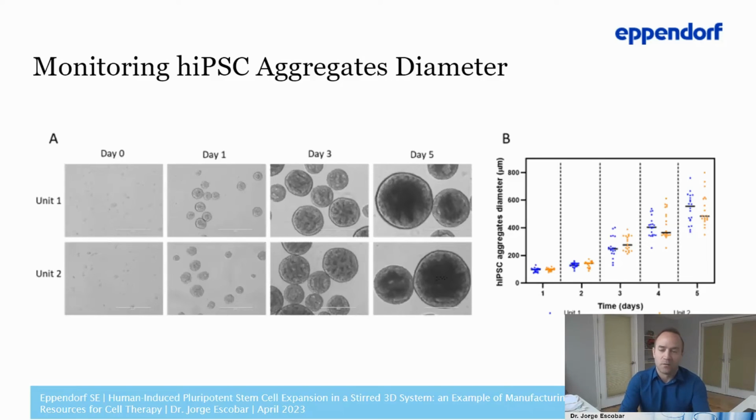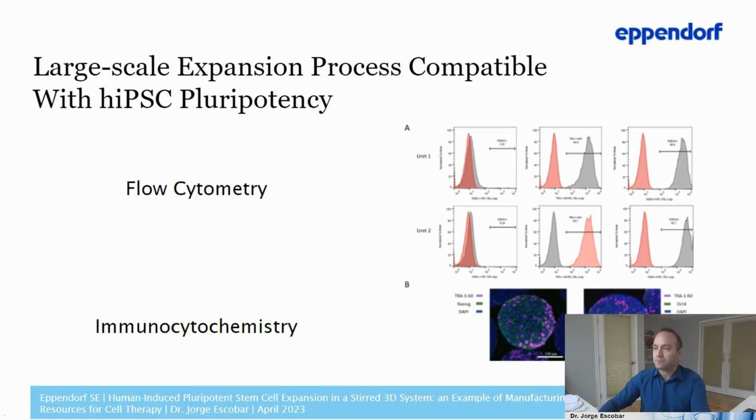I want to emphasize here that the ruler in the picture is equivalent to 400 microns. We see a quite narrow distribution of aggregate diameter in the first stage, on the first day after inoculation. But after that, we saw a broader aggregate diameter distribution at the late stage, as you see in the image.